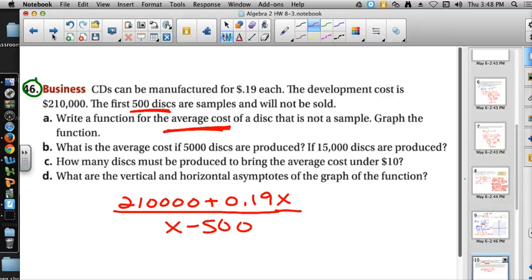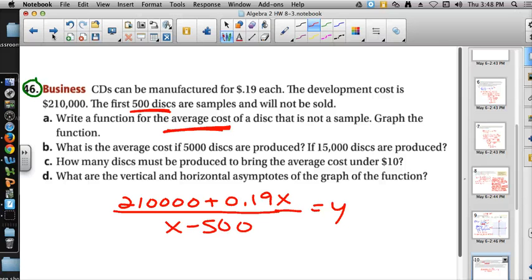So $210,000 plus 19 cents per disc. We don't know how many discs, and we don't know how many discs for the denominator, but we know we have to subtract those first 500 because those are going to be giveaways. They're going to be samples. So we'll put that as A equals Y. And then it says graph the function.